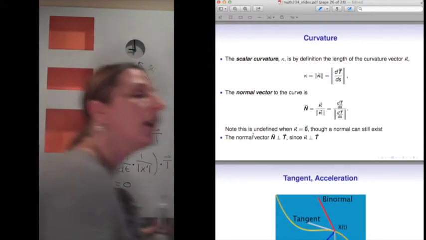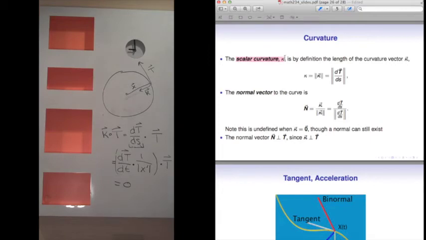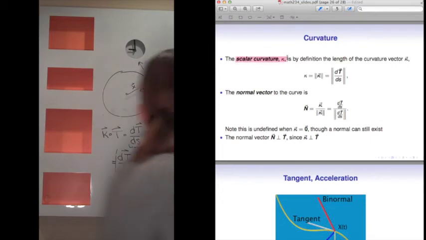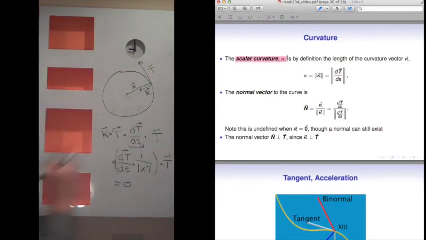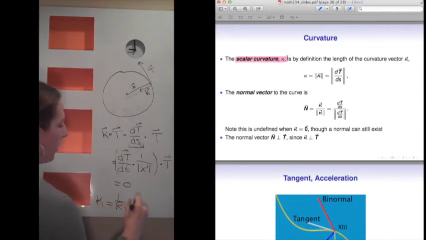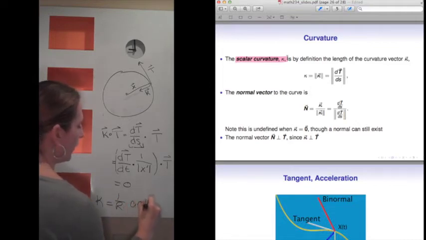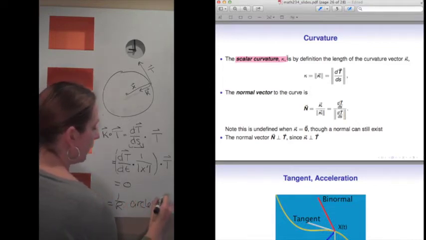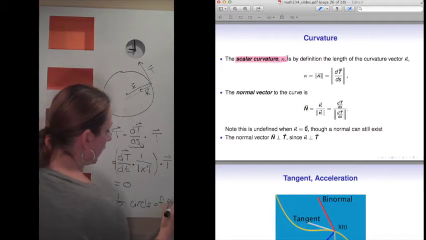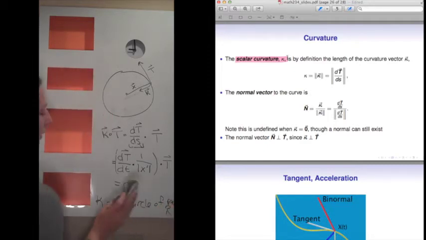I think I showed you before the scalar curvature for the circle. So the scalar curvature for the circle is 1 over r for the circle of radius r. Okay.